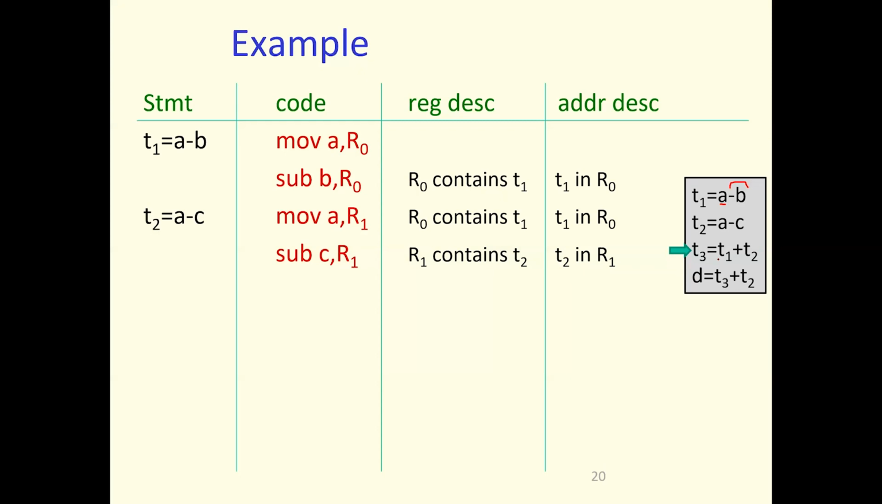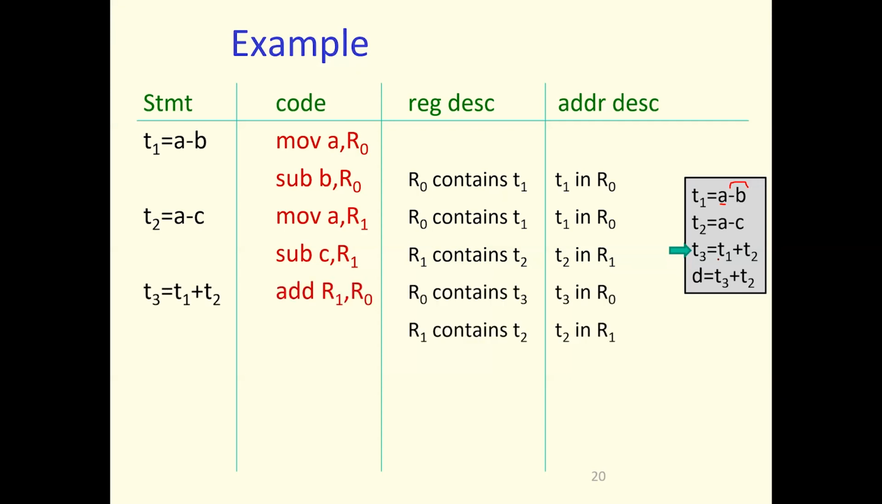Okay. So the third statement is the statement which will benefit the most, because both arguments are already in registers, and secondly, the first argument has no further use, so we can reuse its register. So we can simply issue add R1 R0, which means R0 plus R1, which means T1 plus T2. As a result, R0 now contains T3, and R1 still holds T2.